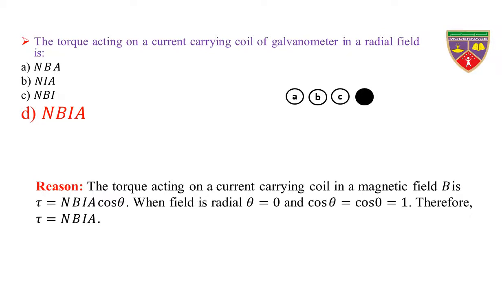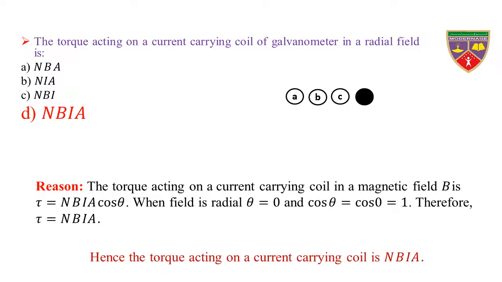Reason. The torque acting on a current carrying coil in a magnetic field B is torque tau equal to N B I A cos theta. When field is radial, theta is equal to 0 and cos theta is equal to cos 0, which is equal to 1. Therefore, the torque acting on the coil is equal to N B I A.